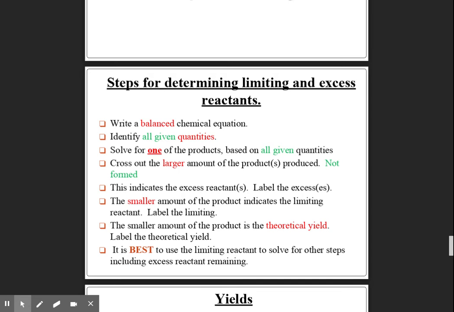So the next step is to cross out the larger amount of the two products produced. So in the car example, we have two cars produced based on engines, one car produced based on tires. So we cross out the number 2 because we cannot produce two cars because we've run out of tires. So we always cross out the larger of the two quantities. So the smaller of the two numbers is the one we look at, okay?